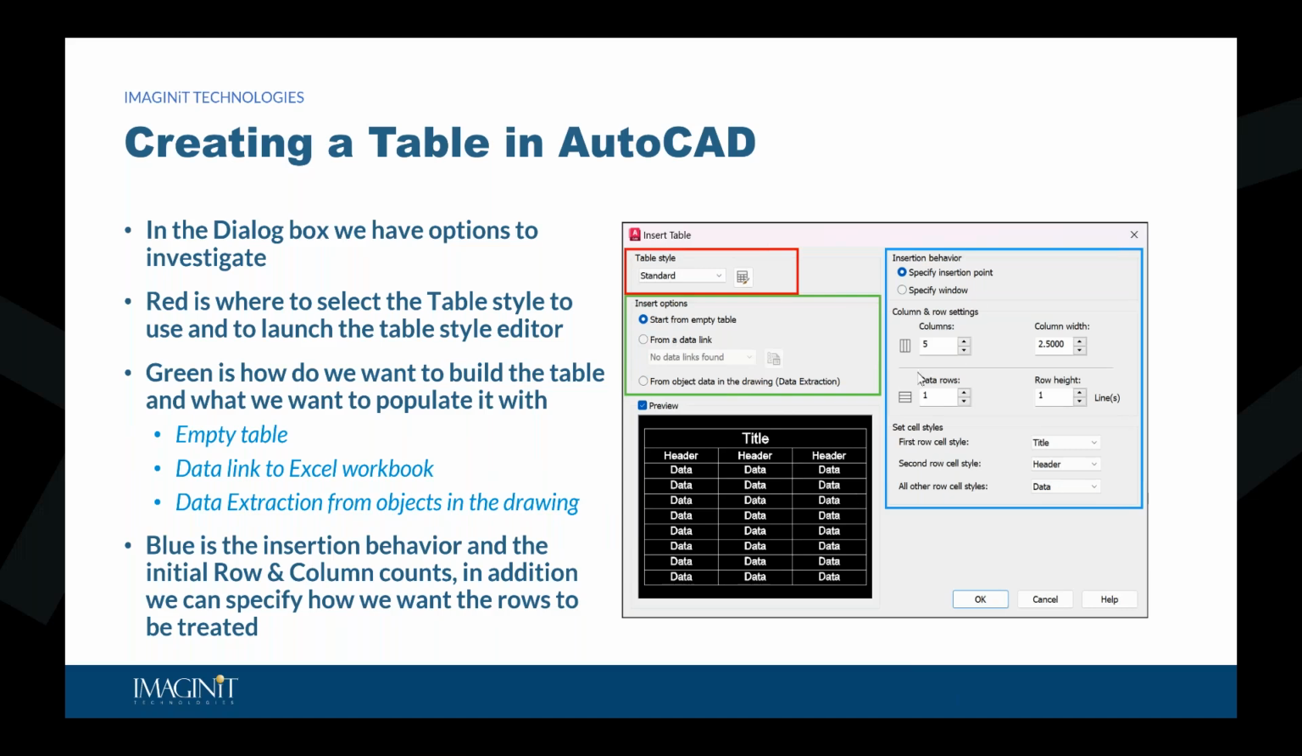The blue is the insert behavior and gives us our initial number of columns, initial number of rows, the width, the height, what we want the first row to be, the second row, and the third row. And that's with specify insertion point. If we specify a window, it will fit the number of columns and data rows in based on where we pick the 2 points of the window.